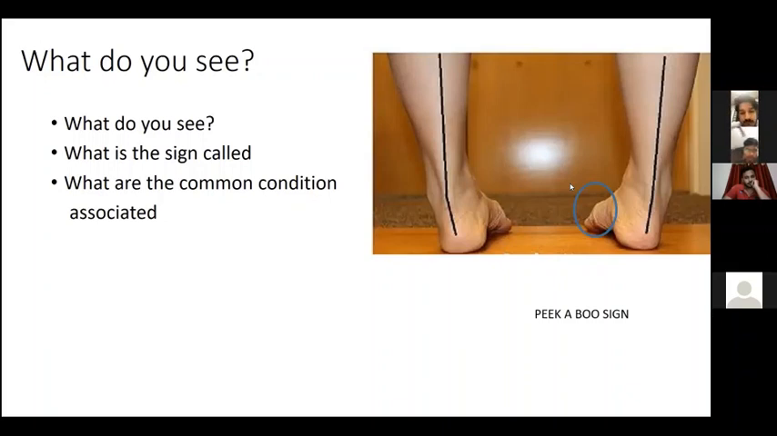cavovarus? Cerebral palsy. Cerebral palsy, okay. Then poliomyelitis. Pardon? Congenital equinovarus. Okay. Then poliomyelitis. Okay.